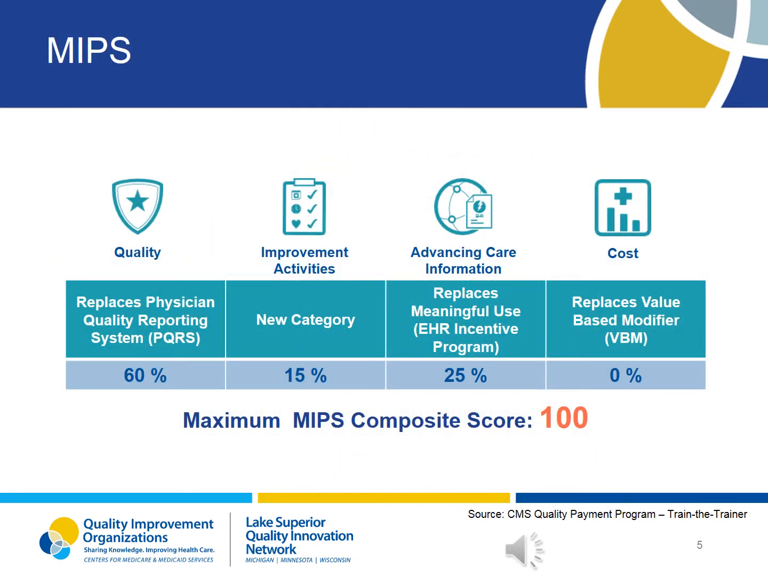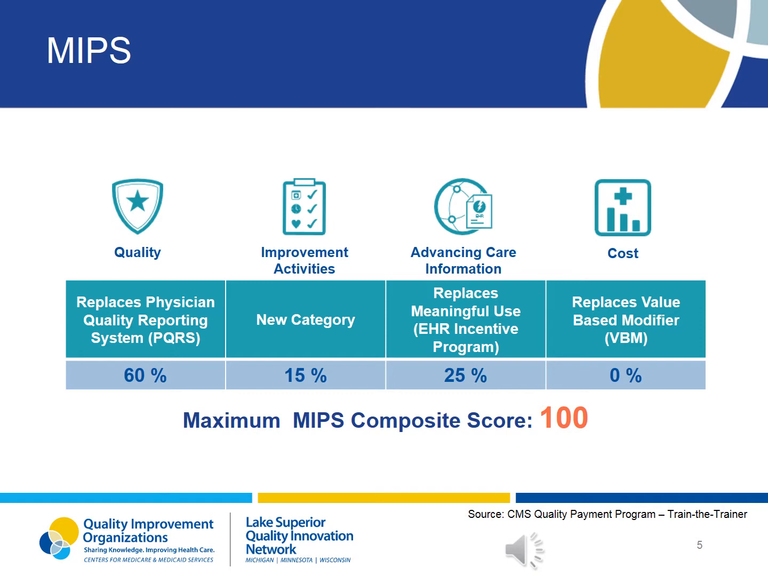The merit-based incentive payment system is broken down into 4 categories, 3 of which were prior CMS programs that have been discontinued for providers eligible to participate in MIPS. The quality category replaces PQRS, the Physician Quality Reporting System, and accounts for 60% of the overall MIPS composite score.